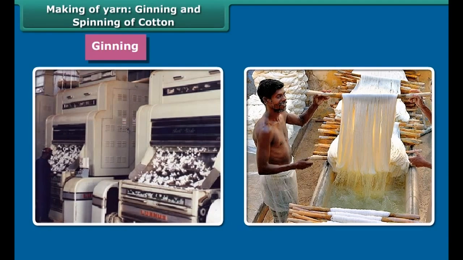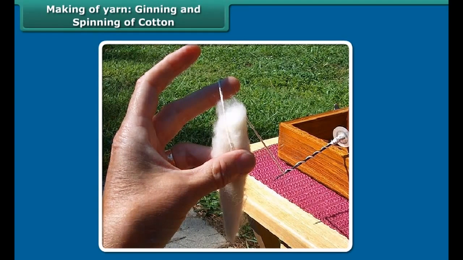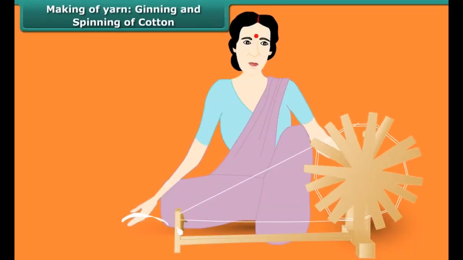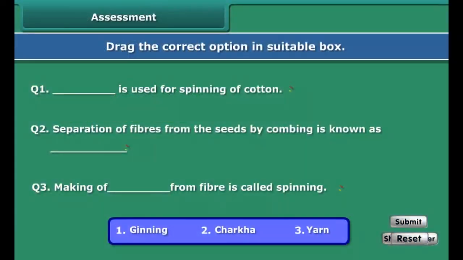Do you know how a yarn of cotton is made? Take some cotton wool, fix one end with a clip, then fix the other end with another clip. Hold the two clips in two hands and pull out the cotton. Twist the cotton continuously till it finally turns into a yarn. This simple device used for spinning is a hand spindle called takli. Do you know about the charkha? It was very popular during the independence movement. Drag the correct option in the suitable box.